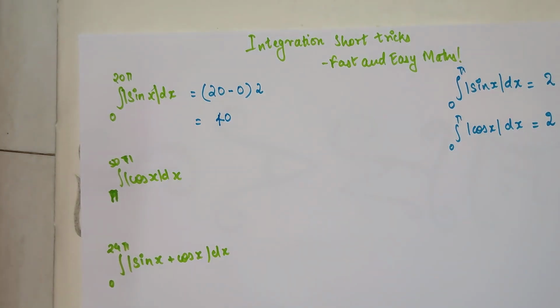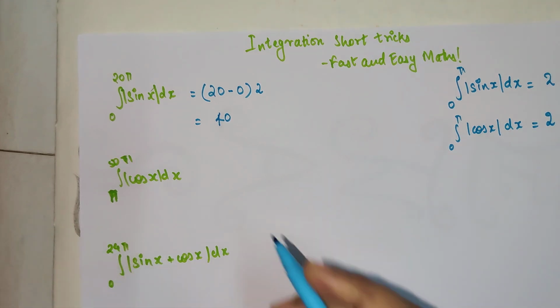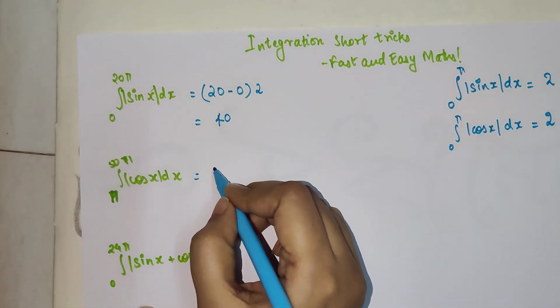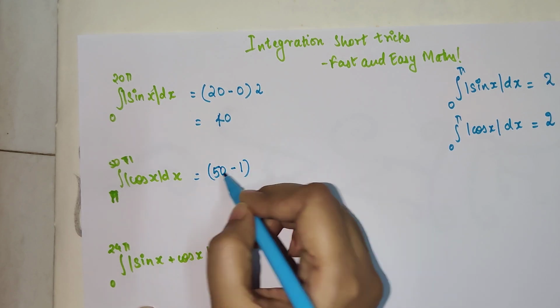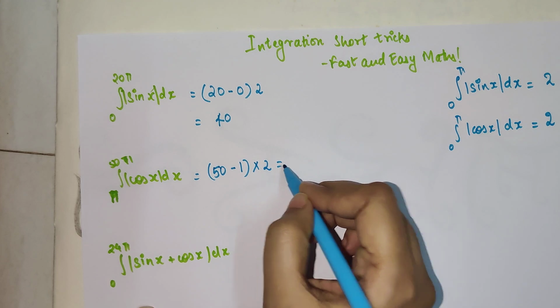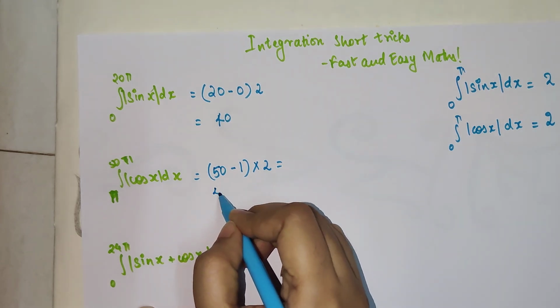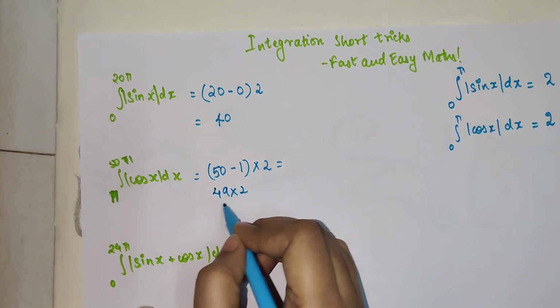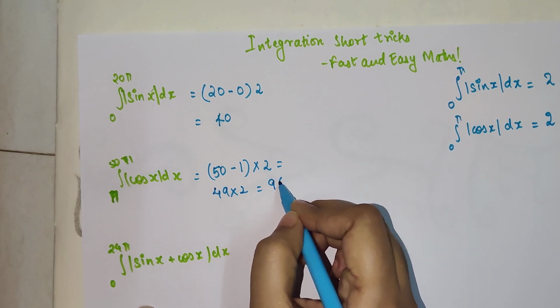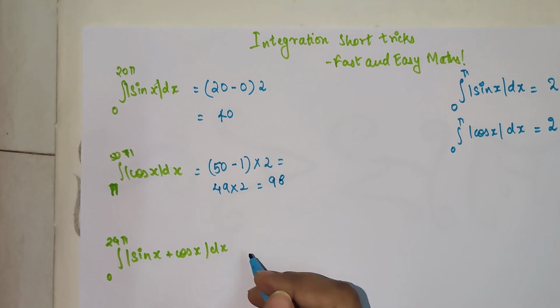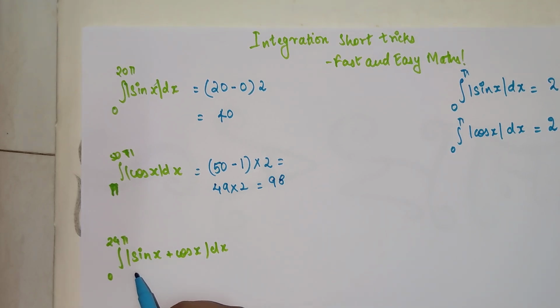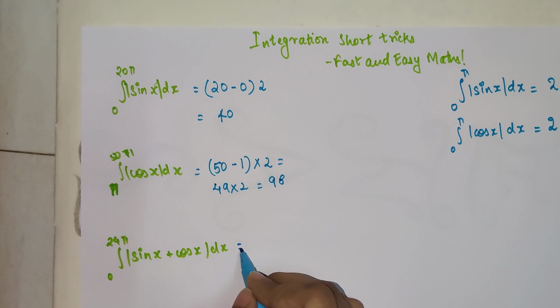You saw it is not even like 1 second, after that you can get your answers. So similarly over here we have 50 minus 1 into 2, which is going to get you 49 into 2, which is coming out to be 98, right? Similarly over here, now when they have sin x plus cos x, what will it be?